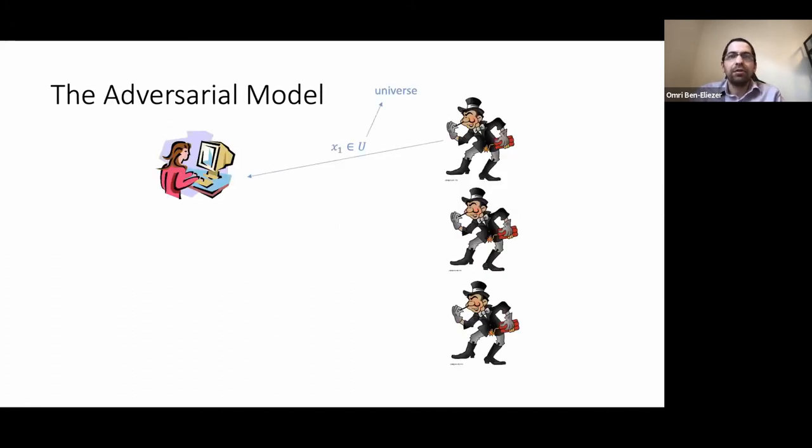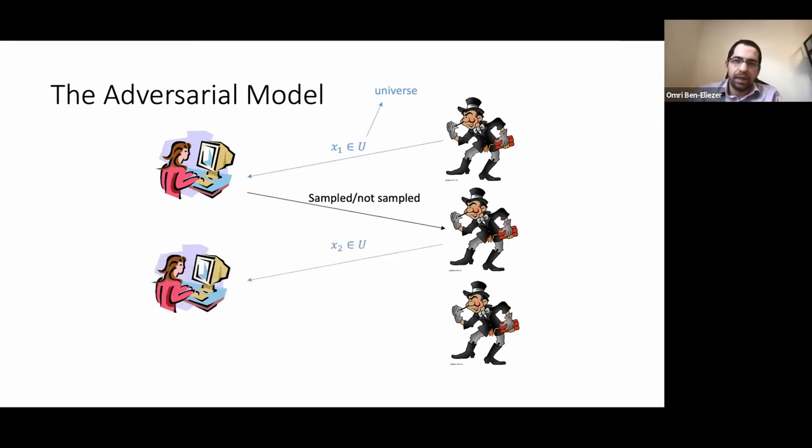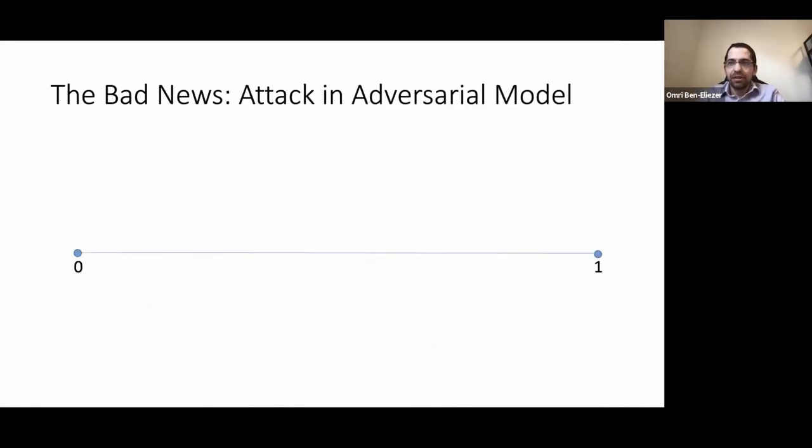And so the adversarial model for sampling will be as follows. In each round, an adversary sends an element to the sampler, and then the sampler tells the adversary whether the element was sampled or not sampled. Then the adversary can send another element and is again told whether this element was sampled or not, and so on. So this is the model for adversarial sampling. And the bad news is that in this model, there is an attack that shows a separation from the static setting. It's not just that the previous analysis didn't work; there's actually a separation. And this is the attack.